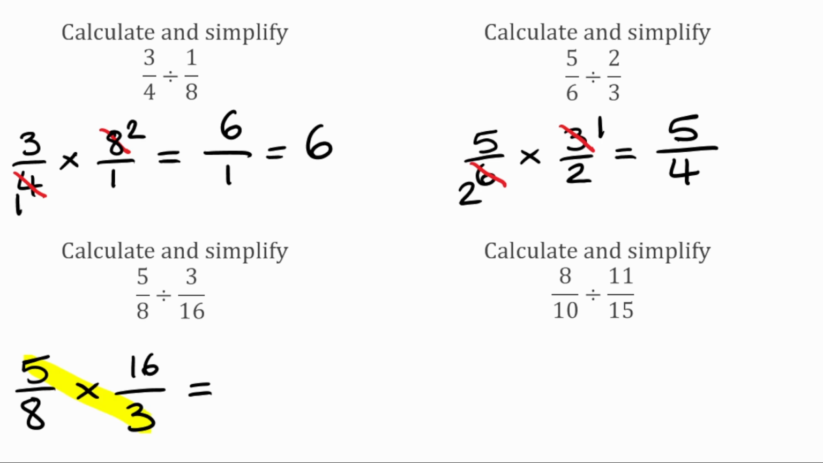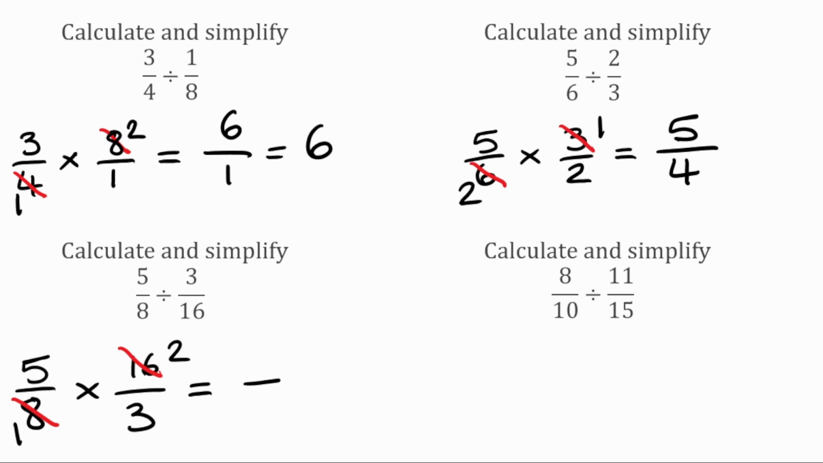So looking across first, I've got 5 and 3. I can't cancel them down because the highest common factor is 1. Looking across this way, I've got 8 and 16. We can cancel these down because the highest common factor of these is 8. So I'm going to divide both numbers by 8. So if we do 8 divided by 8, that becomes 1. And if we do 16 divided by 8, that becomes 2.